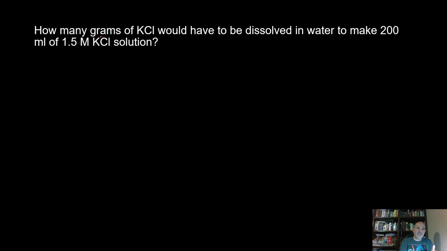So when we say how many grams, we're talking about the mass. This one is asking for how many grams, so that's mass, little m, not big M. It's asking for how many grams of potassium chloride, and it gives us the formula, so if I need to, I can calculate the molecular weight with the periodic table. Then it asks how many grams you would need to dissolve in water to make 200 milliliters. So they're giving us a volume there.